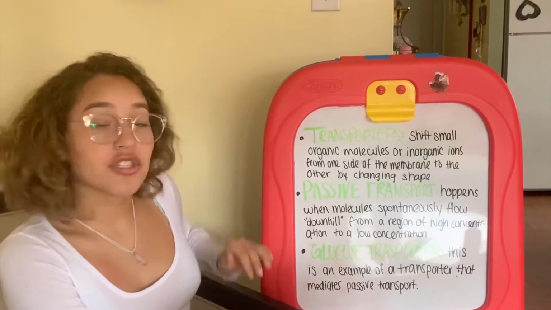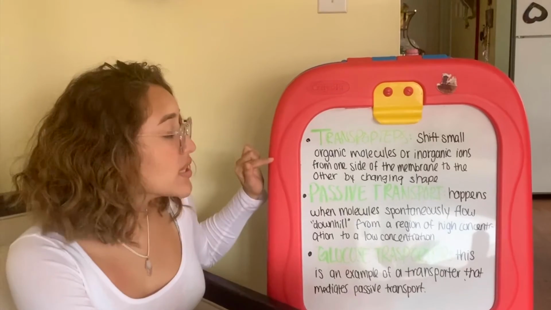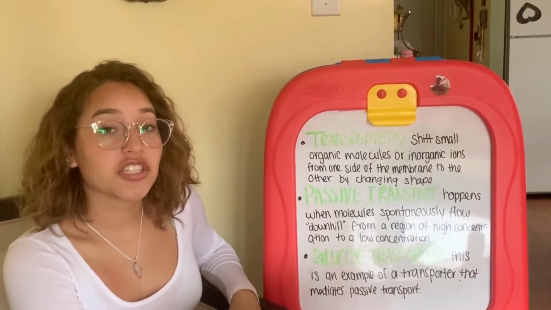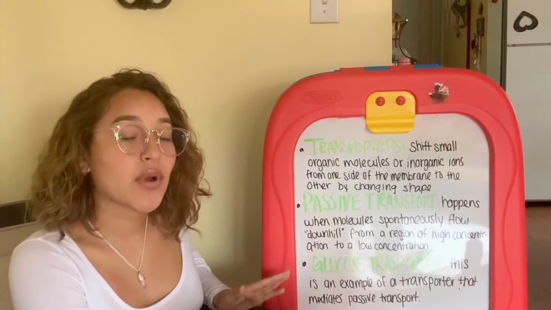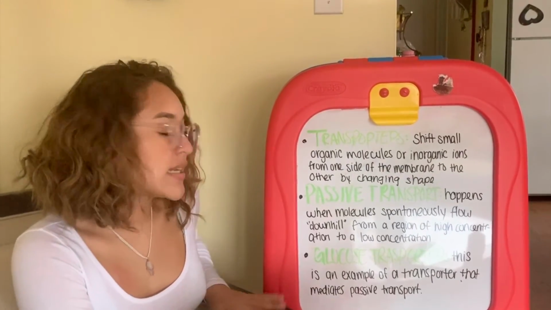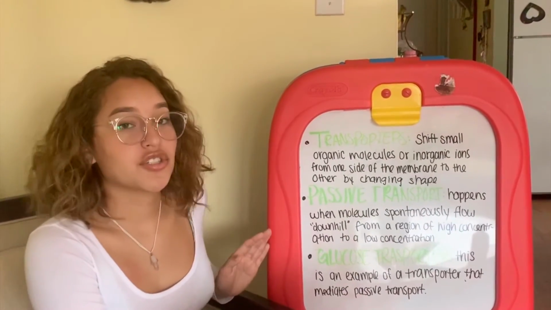Beginning with transporters. Transporters ship small organic molecules or inorganic ions from one side of the membrane to the other by changing shape. Next, we should talk about passive transport. Passive transport happens when molecules spontaneously flow downhill from a region of high concentration to a region of low concentration.